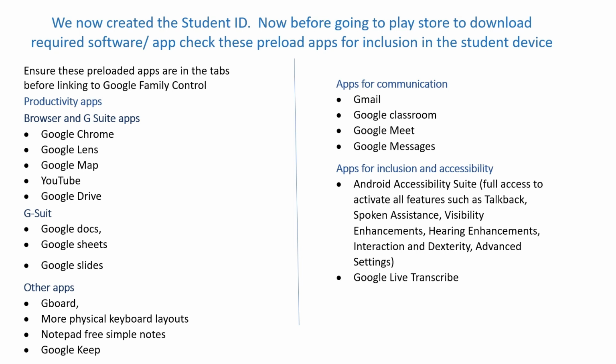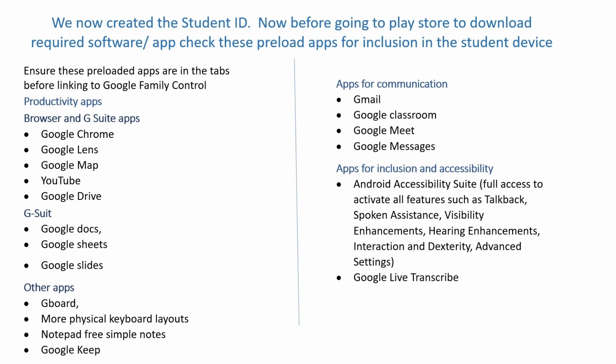and PowerPoint. Then the other important apps are Gboard, it's a keyboard. Then more physical keyboard layouts. Notepad is a free simple notepad app. Then Google Keep. If any of this is not there, go to Google Play Store and download it. Then for communication from these productivity apps, we use Gmail, Google Classroom, Google Meet, and Google Messages. Normally, all these apps come preloaded.